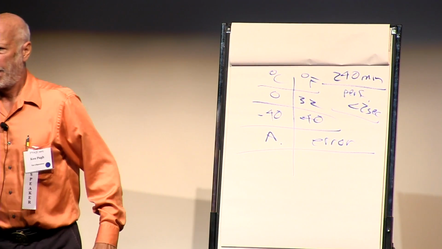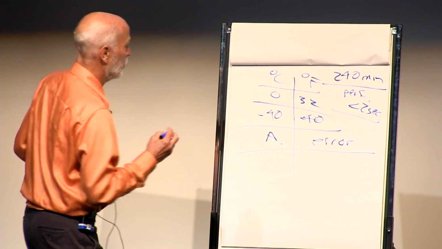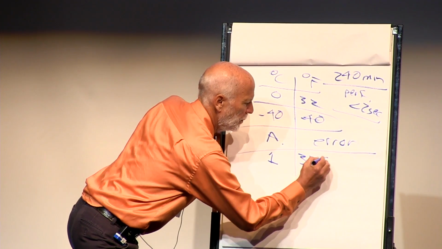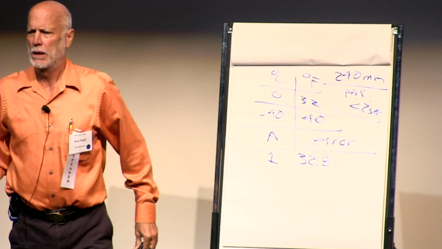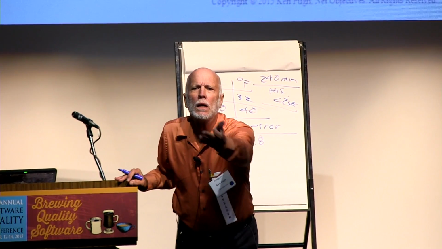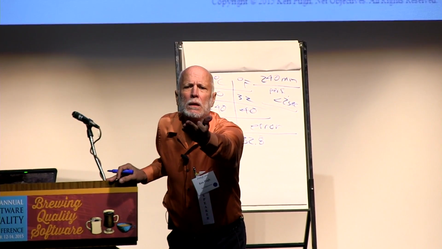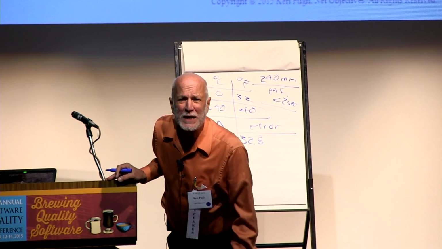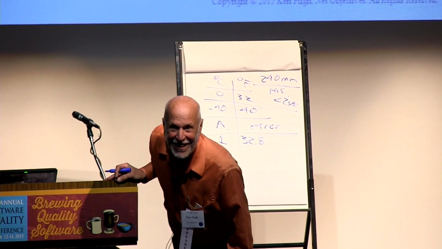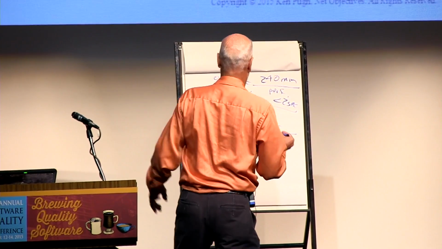Anything else? Precision. Oh, so let's see. I input 1, 32.8. How many decimal digits? Who wants the precision? Okay, how many decimal digits? 32. You want 32 decimal digits? Oh, man.